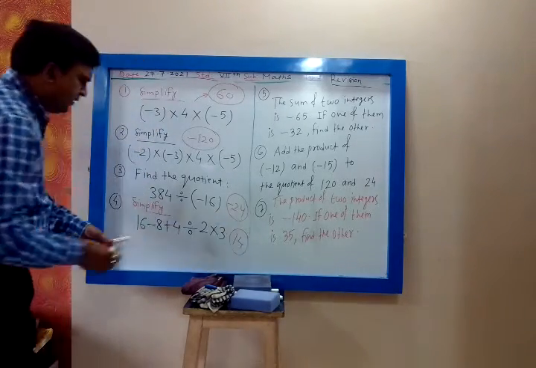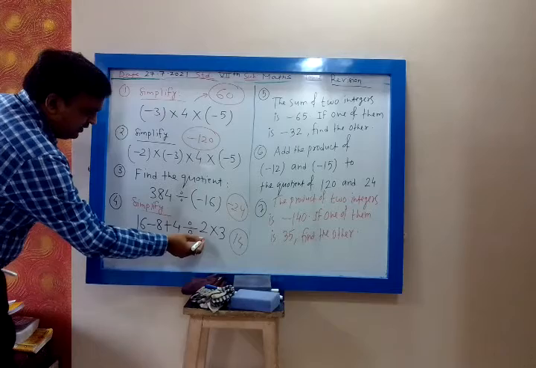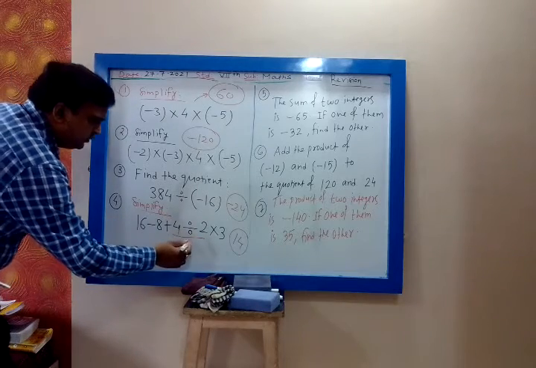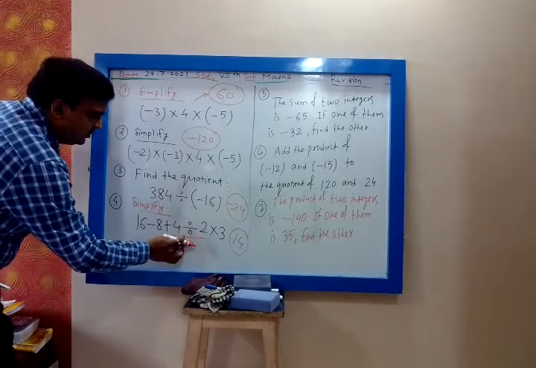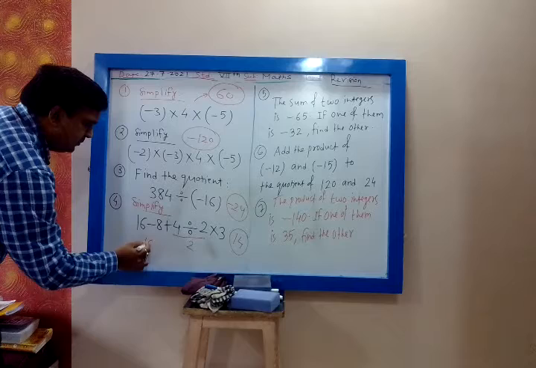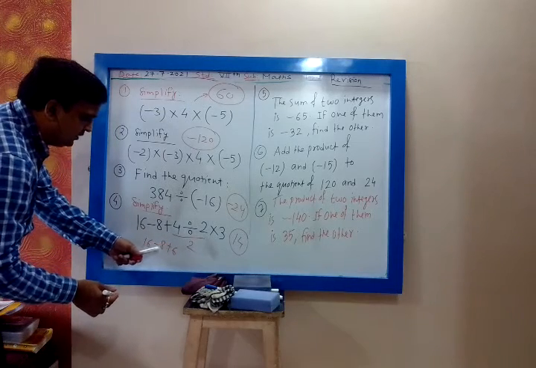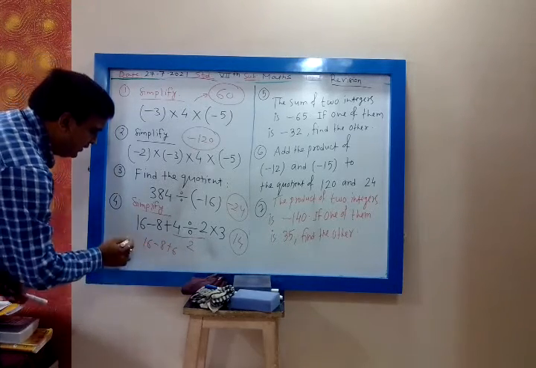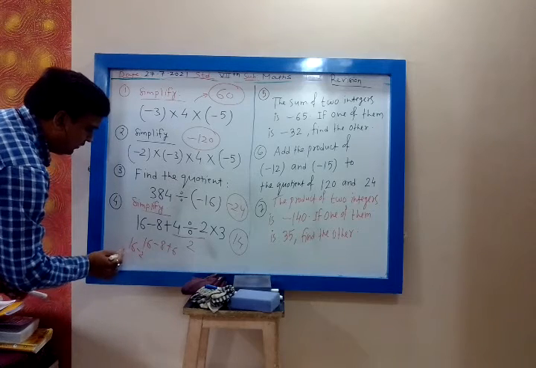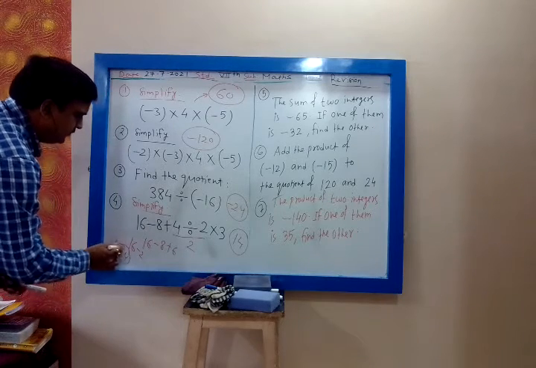See this. First you will apply division. 4 divided by 2 is 2. Then you will apply multiplication. 2 3s are 6. So 16 minus 8 plus 6. 16 minus 8, first I will do minus 8 plus 6, that is minus 2. 16 minus 2 is 14. 14 is the answer. Very good, Sangvi.